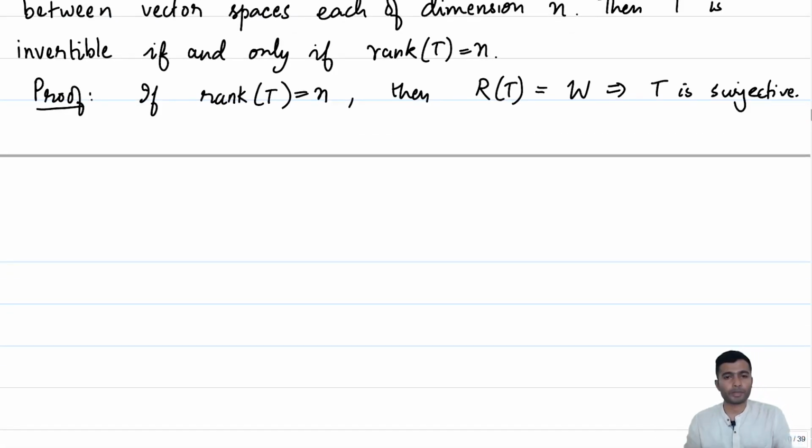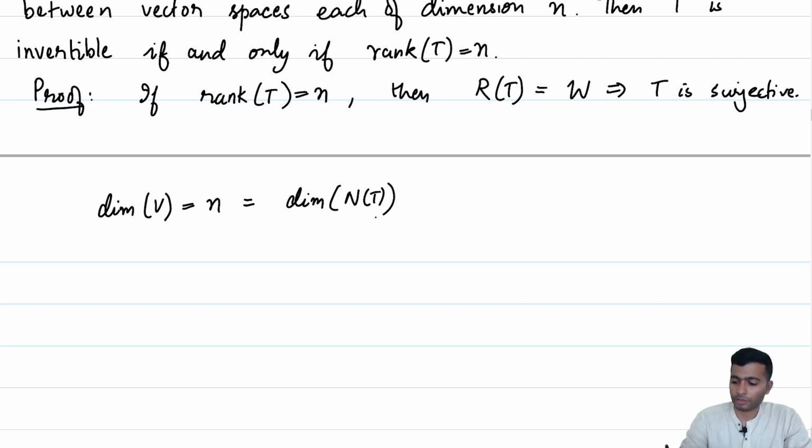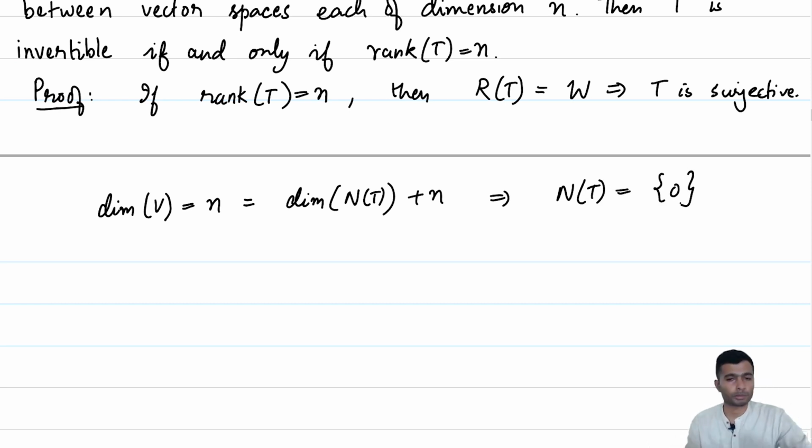But that is not all. Now let us invoke the dimension theorem, which tells us that the dimension of V, which is equal to n, is the dimension of the null space of T plus the dimension of R of T, which is the dimension of W, which is equal to n. So which means that the null space of T has dimension 0, which means that the null space of T is the 0 subspace. The only subspace which has dimension 0 is the 0 subspace, which means that T is injective.